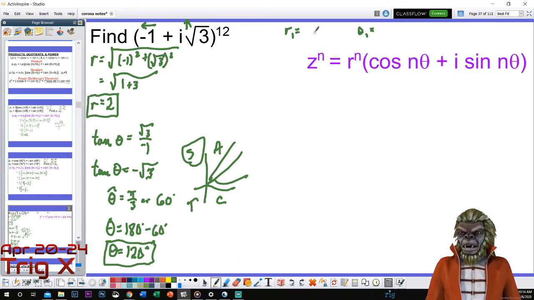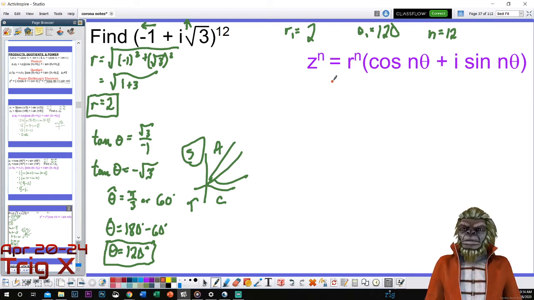Alright, so we said that r was 2. We said that theta was 120. Now, the one letter or variable that I have here that I didn't before is n. N is just whatever my exponent is. So in this case, that would be 12, right there. Now that I have those three letters figured out, I am good to go.